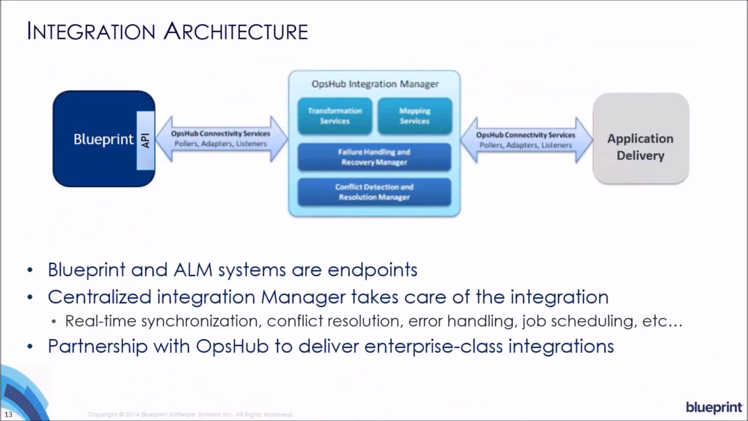Having a look at a high-level view of our integration architecture, Blueprint and the ALM systems are endpoints. Centralized Integration Manager takes care of the integration, real-time synchronization, conflict resolution, error handling, and job scheduling. And we've partnered with OpsHub to deliver this enterprise-class integration.